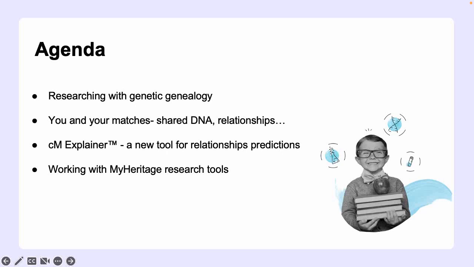I'll give a quick overview of what I'm going to cover today. I'm going to talk about researching with genetic genealogy and specifically with your DNA matches results. I'm also going to talk about what you can get with your DNA matches after you get your DNA kit results, and how you can find the relationship and answer your research question with them using shared DNA data. I'm also going to show you our very new tool for relationship prediction, the CM Explainer, and walk you through it and how you can use it.